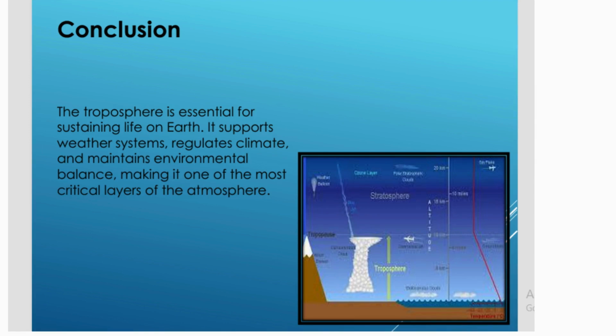So, lastly, as concluding remarks, we can say that the troposphere is essential for sustaining life on Earth. It supports the weather systems, regulates the climate, and maintains the environmental balance, making it one of the most critical layers of the atmosphere.